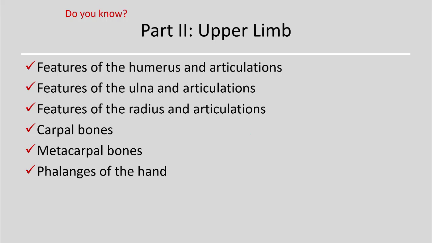So for the upper limb, you should know the features of the humerus and what it articulates with, the features of the ulna and its articulations, features of the radius and its articulations. You should be able to name the carpal bones. You should be able to identify the metacarpal bones and name them in their proper order, as well as identify phalanges of the hand.